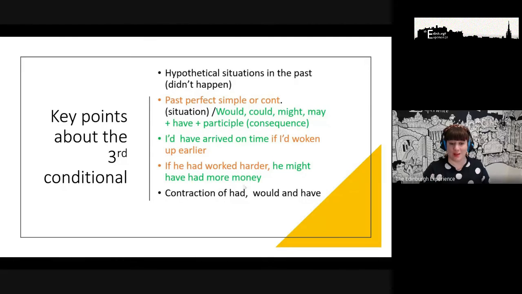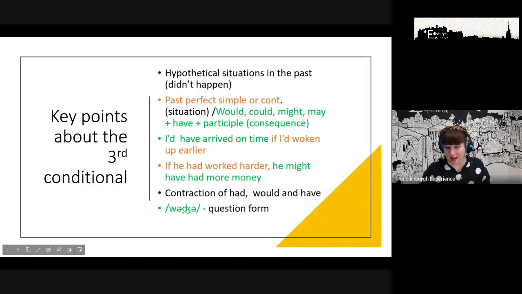So when we have "had" here, in the situation clause, when had is the auxiliary, we need to contract it. And when we have "would" as our modal in the consequence clause, we contract it. And then "have" is also an auxiliary in the consequence clause, so we also contract it. To give you an example, if we take that first one here, I would have arrived, I'd have arrived. I'd have arrived on time if I had woken up, if I'd woken up earlier. So that's our contraction of had here, and this is our contraction of would have.